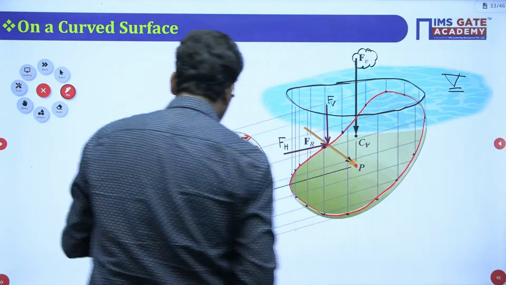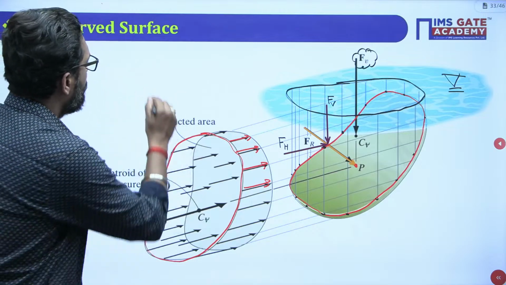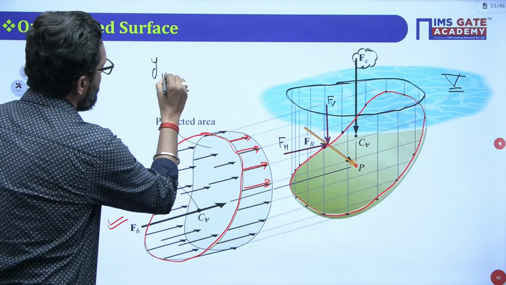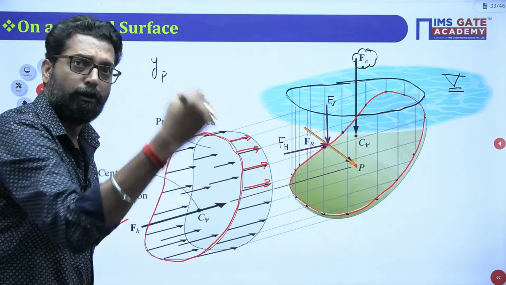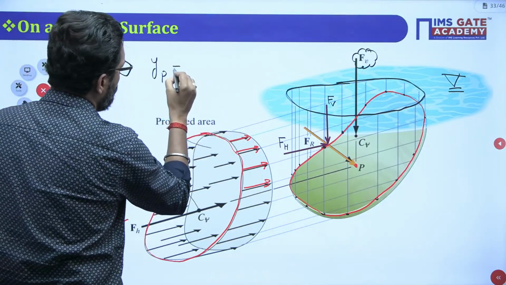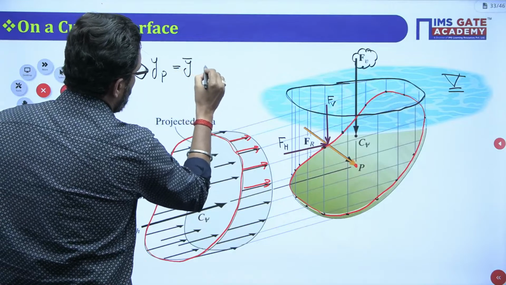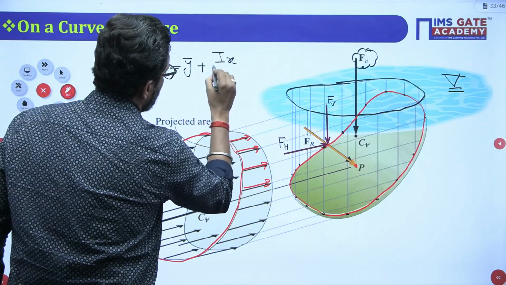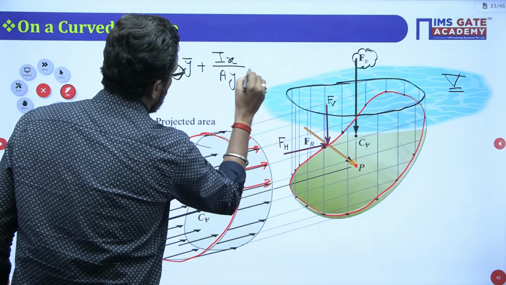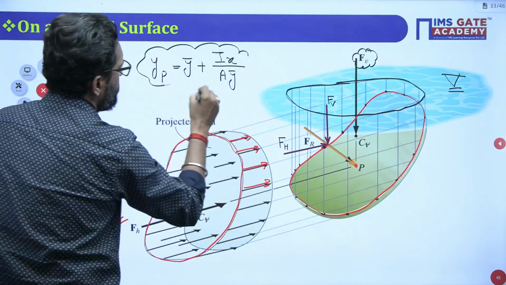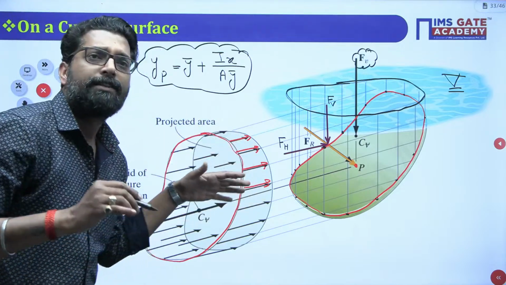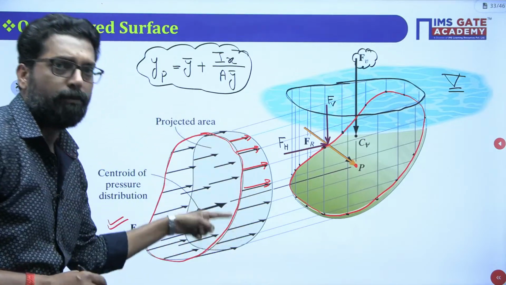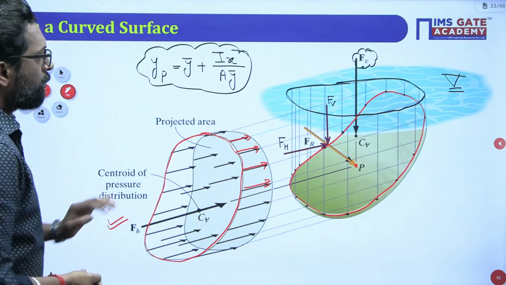So we have to find the center of pressure also with the help of Yp. From that, you find Yp is equal to Y bar plus Ix over A Y bar. You can also find the center of pressure where it will act. Or you take the centroid of this volume, also the same point. So these are the projections.